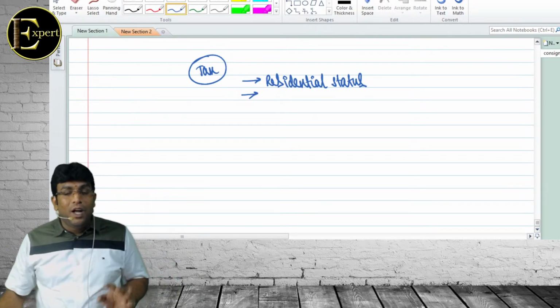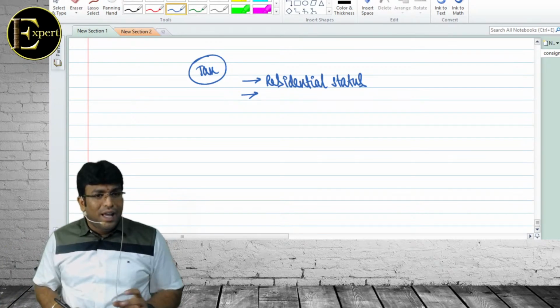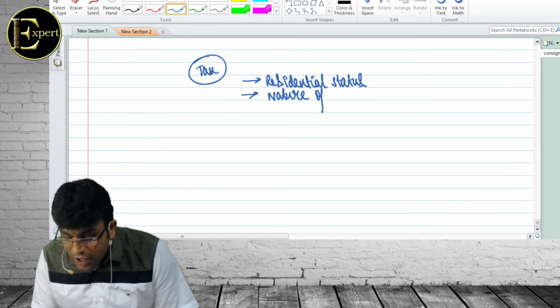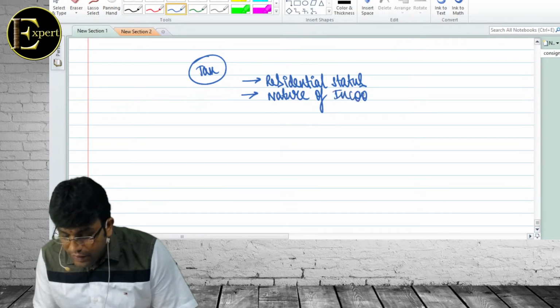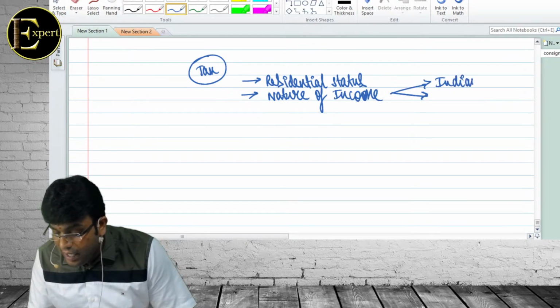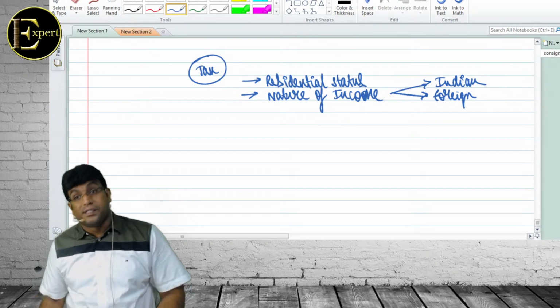So basically to tax any person, we look at 2 important parameters. Parameter number 1, residential status. Parameter number 2, nature of income, which will divide the income into 2 types called Indian income and foreign income, based on some parameters called accrual and receipts.